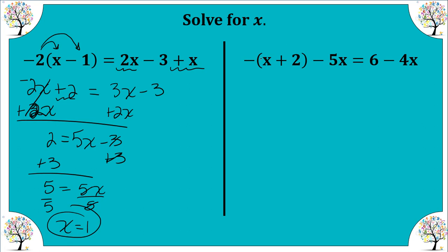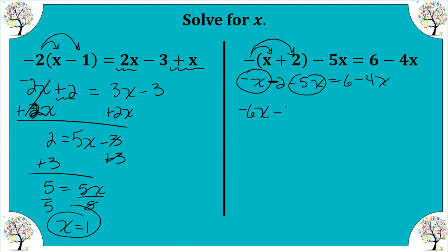In this problem, we need to get rid of the parentheses. This is a -1, so we're going to distribute the negative to everything in the parentheses. On the left, we can combine -1x and -5x. That's going to be -6x minus 2 equals 6 minus 4x.